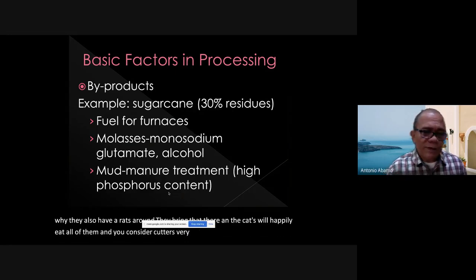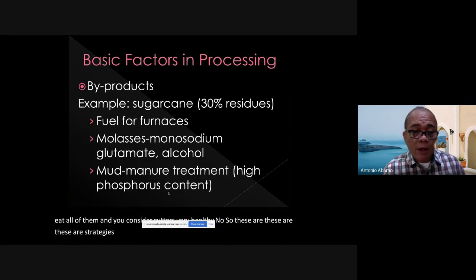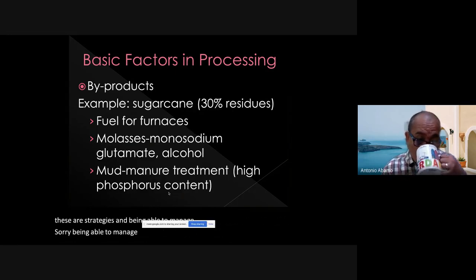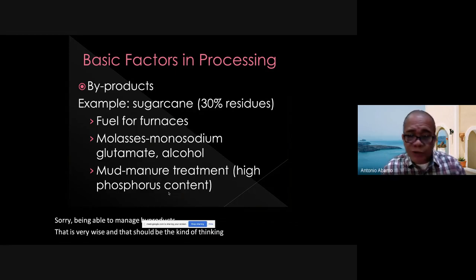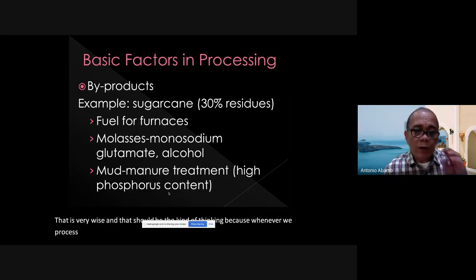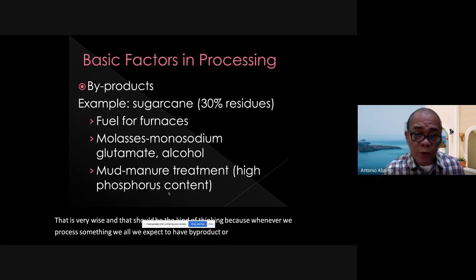No? So these are what? These are strategies in being able to manage byproducts. And that is very wise, and that should be the kind of thinking, because whenever we process something, we expect to have byproduct or waste material. What are you going to do with that?